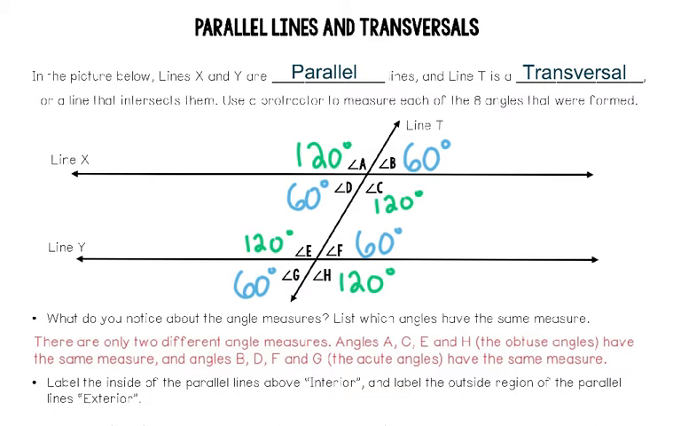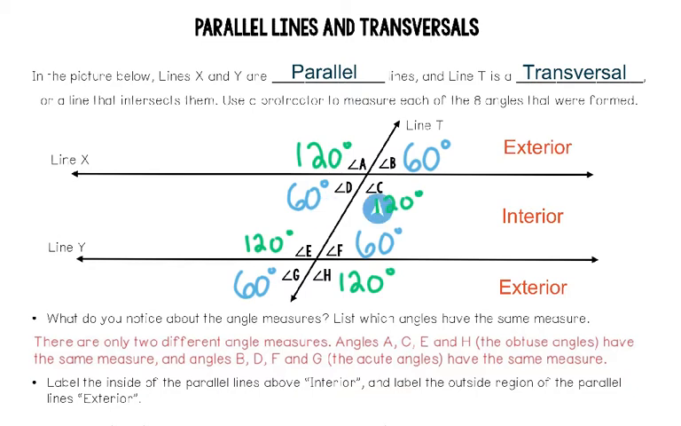Other thing you'll have to do is label or name these. So we're going to label the inside of the parallel lines called the interior, just like you would a car. The interior of your car or of your house is the inside. So the inside is the in-between of the 2 parallel lines. That means that outside of the parallel lines is called the exterior. So we're going to label everything above that exterior, which just means outside.